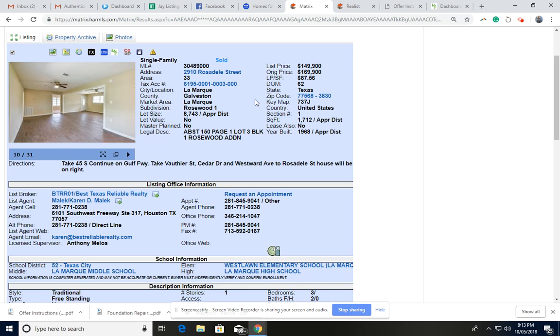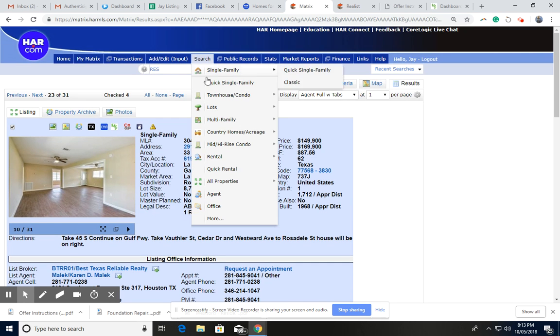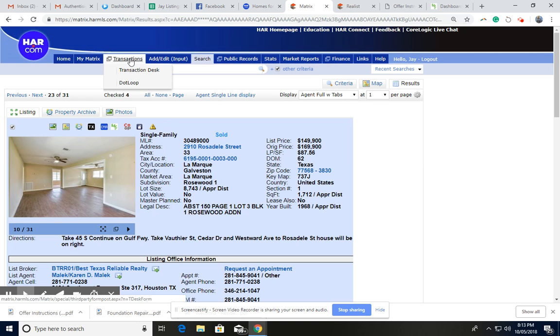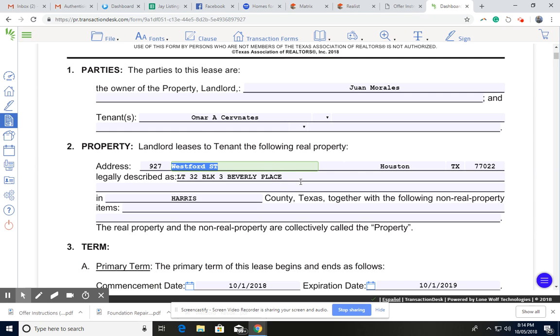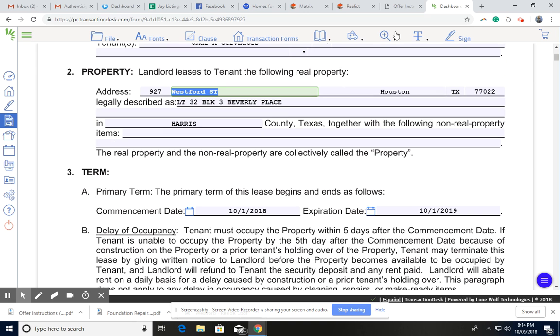So where do I get this from? When you go to Matrix, and when you're putting up comps, or you want to add pictures to our listings or whatever, you go here to public records and you go down to Realist tax, and it'll give you all the information that you may need to input right here in the contract itself. So like I said, you put the address, the legal description. It's in Harris County, and sometimes it'll be in other counties, right? But you can still go to Realist right here, and they'll teach you how to do it.